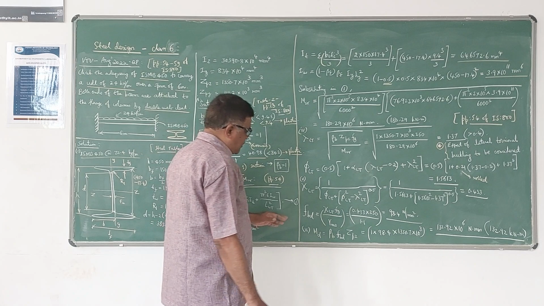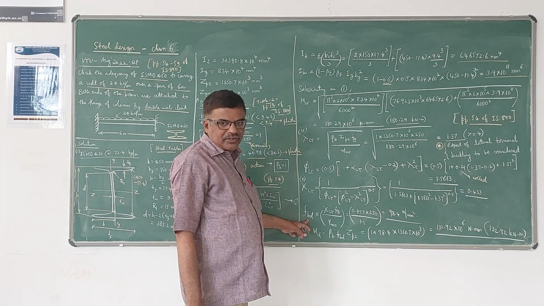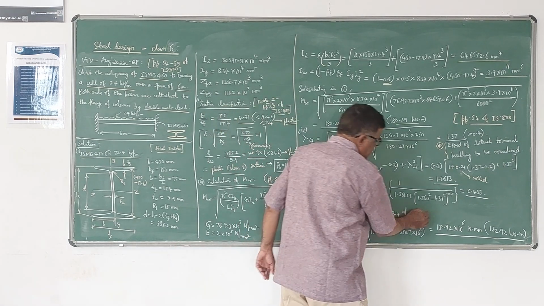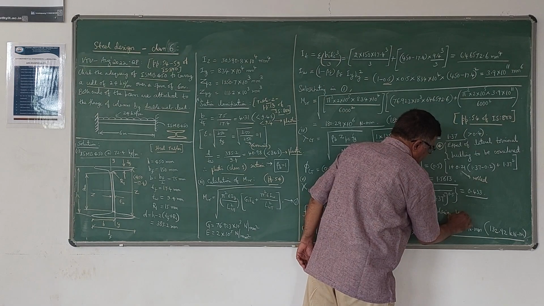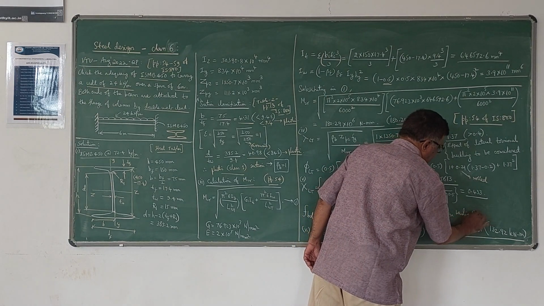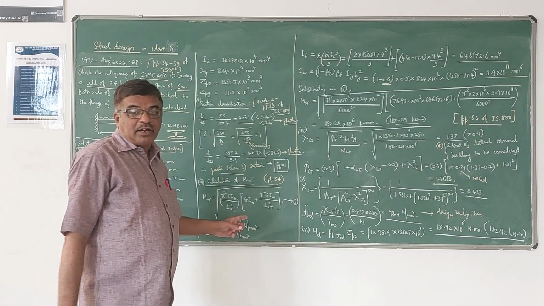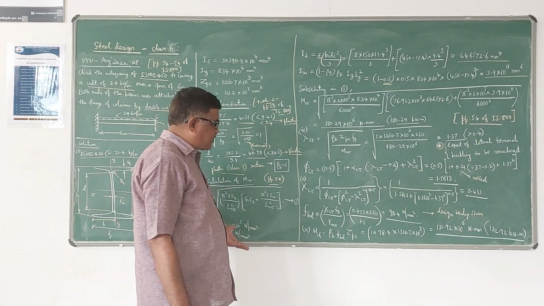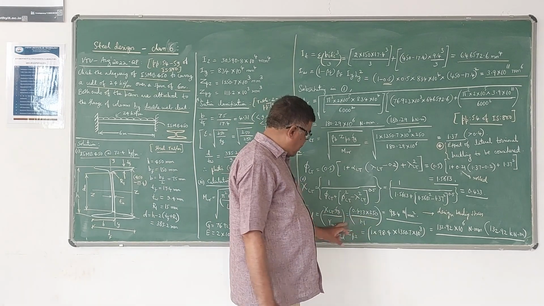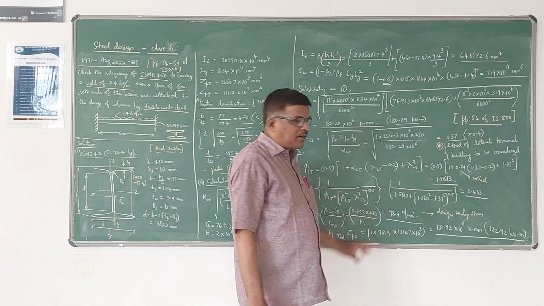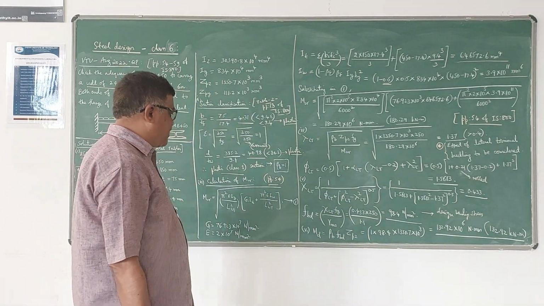After that, you have to calculate what is called the design bending stress, FBD. This design bending stress, FBD, is given by the formula xi LT Fy by gamma m0. Once again it is in the same page. So xi LT is 0.433 into Fy is 250 divided by 1.1. If you simplify, you get 98.4 Newton per mm square. That is the design bending stress.